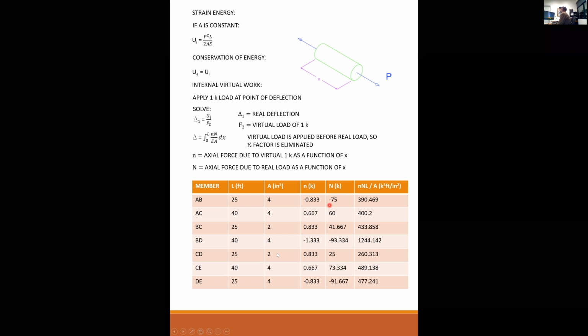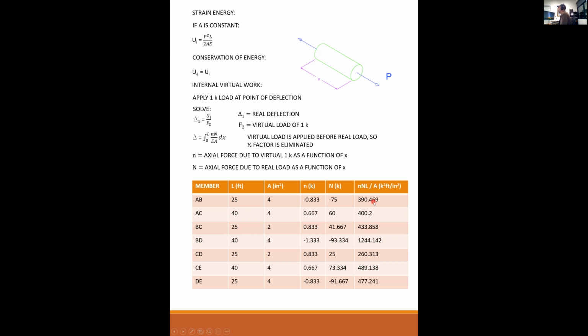And so what we do is we set up this table. For each member of the truss, we have a length, which goes up here, right there, into 0 to L. We have an area assigned to it. Remember, the internals are 2 inches, all the others are 4. And we found our little n loads due to virtual loads. Make sure you get the positives and the negatives correct in this column. And also here too, we have the capital N due to the real loads.